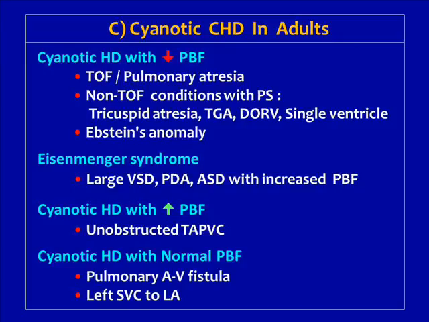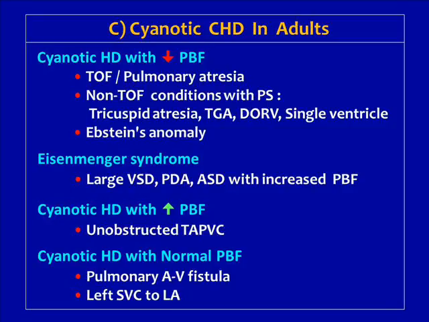In adults, cyanotic heart disease can have different pathophysiologies. First, it can occur due to decreased pulmonary blood flow, as in tetralogy of Fallot, and also in non-TOF conditions such as tricuspid atresia, TGA, DORV, single ventricle, all being associated with pulmonary stenosis, and also in Ebstein's anomaly.